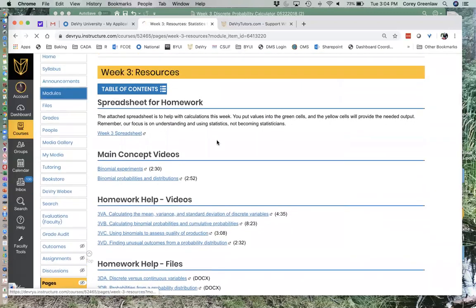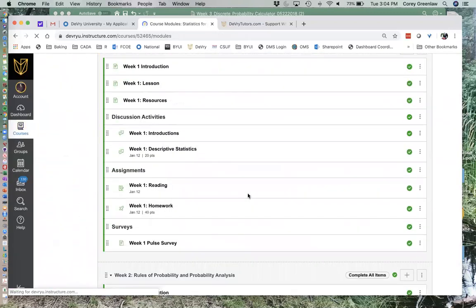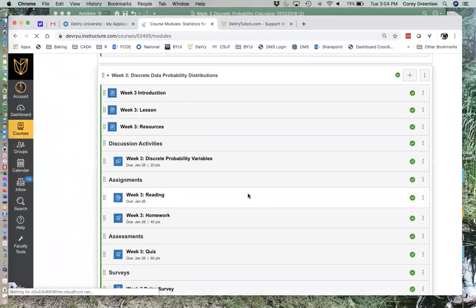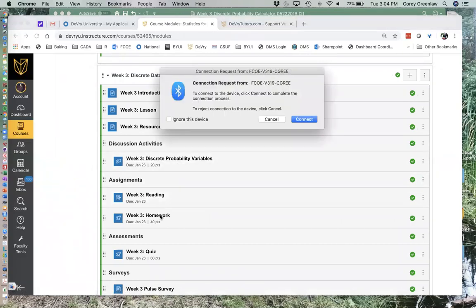So let's look back here. You have the discussion. You're going to talk about discrete probability variables, and then you have the reading and then the homework.